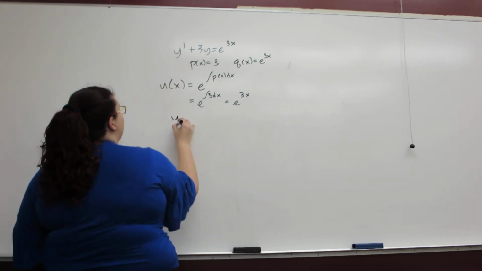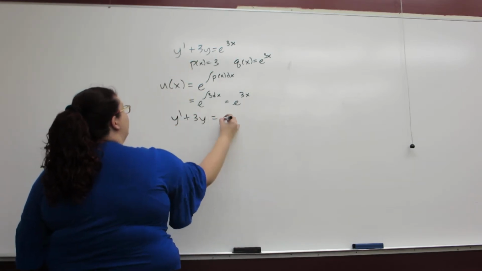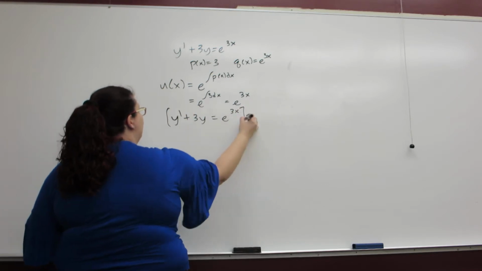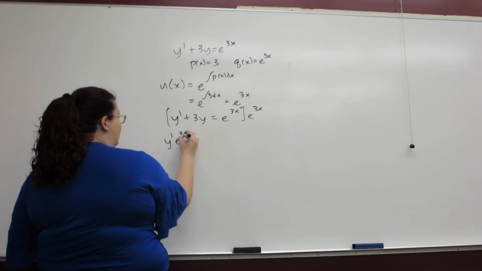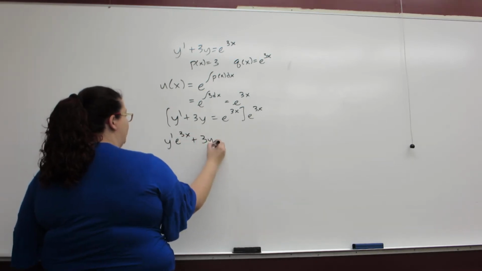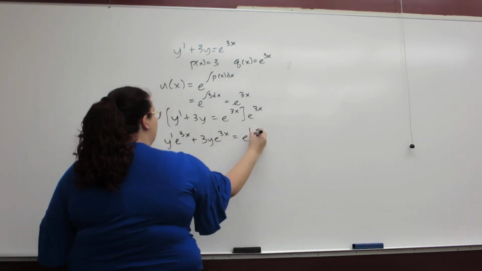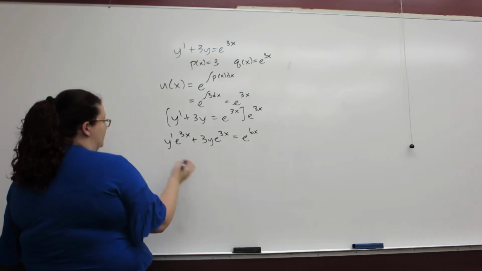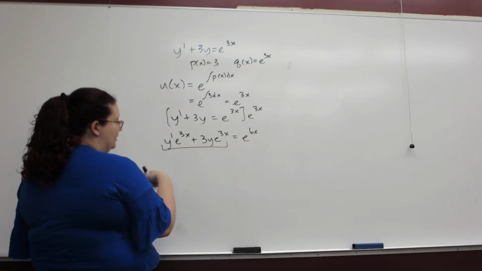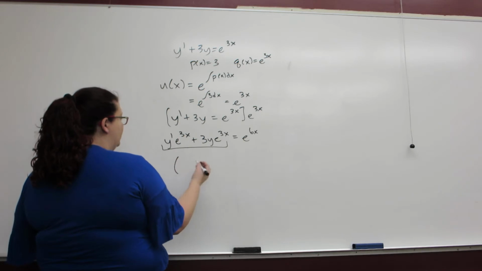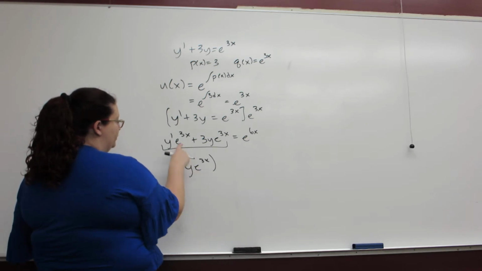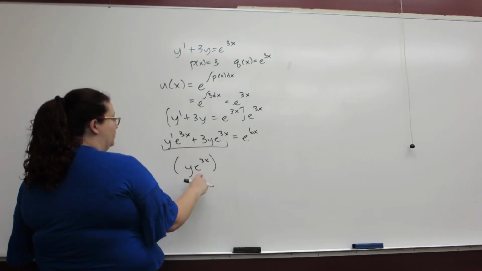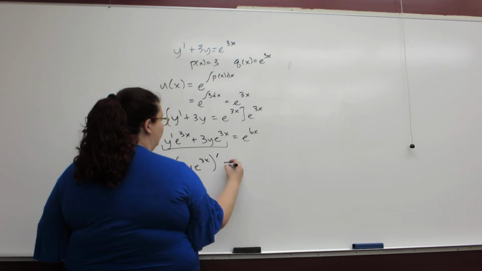Now, I'm going to go back to my differential equation, and I'm going to multiply the entire equation by this integrating factor. So I'm going to get y prime e to the 3x plus 3y e to the 3x equals e to the 6x. Now, the reason for this is because this has now turned the left-hand side into the product rule to find the derivative of y times e to the 3x, because it's derivative of the first times the second plus first times derivative of the second.